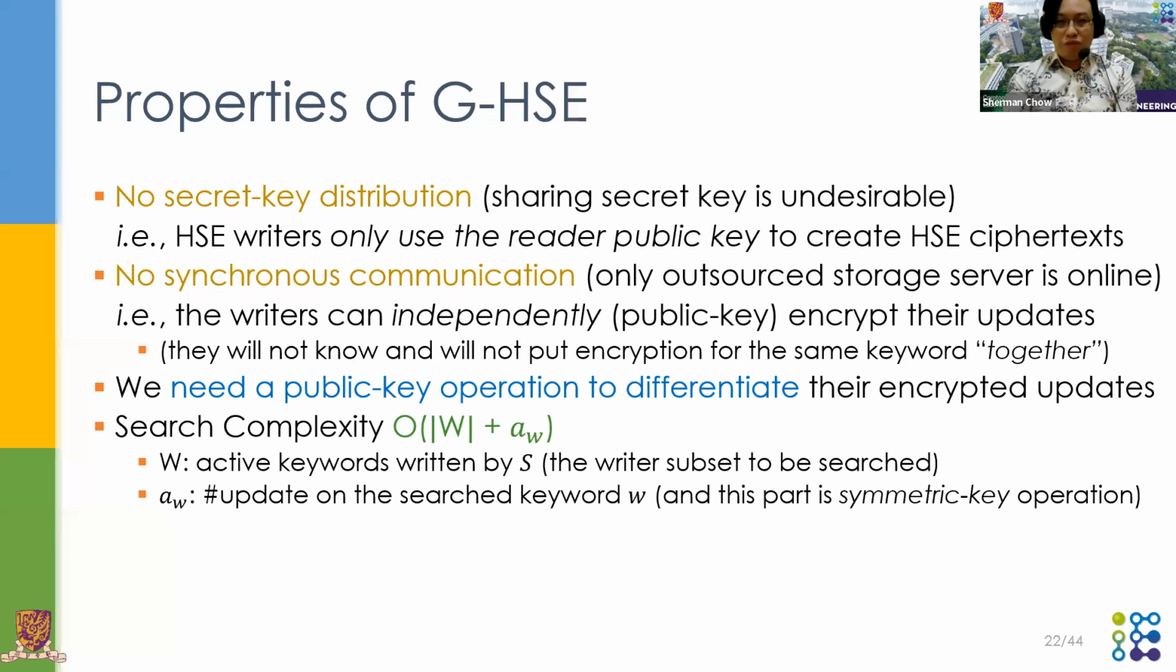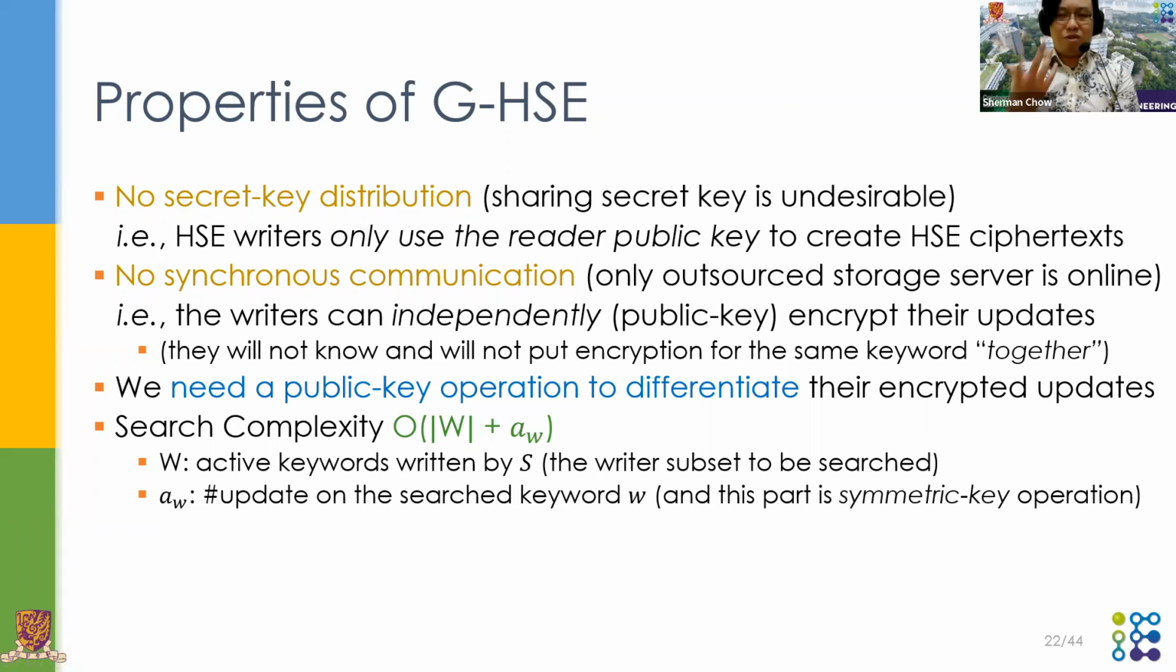With that, this will be our search complexity. You can see there are two terms. We have our usual A_W, meaning the number of updates on the searched keyword W. For this part, that can be symmetric key operation. But as I just set up the context here, we have another additional term, which is the size of a certain set W, where W here means the active keywords written by the searched subset.